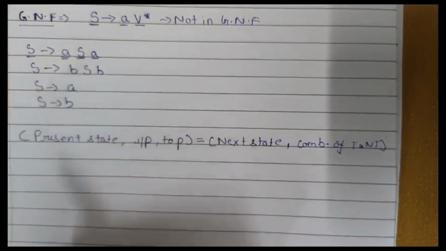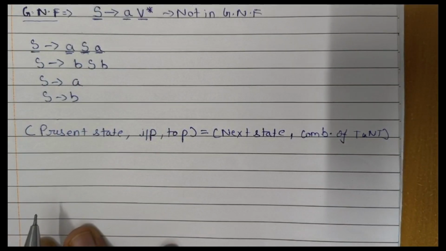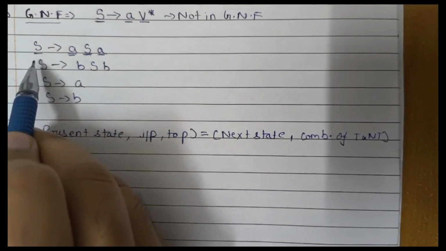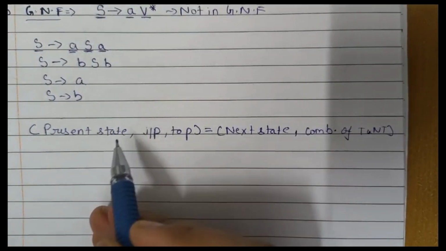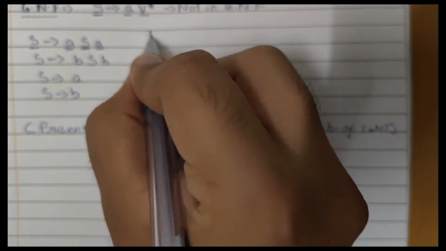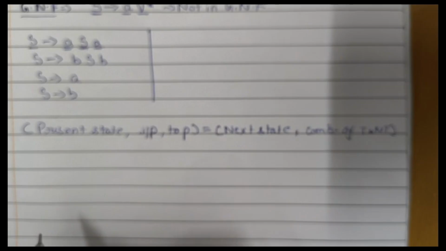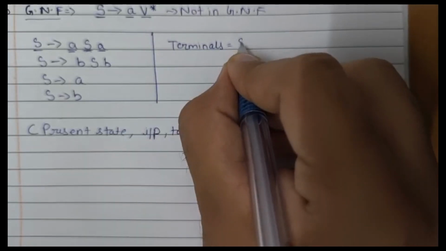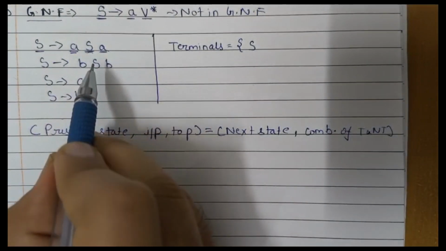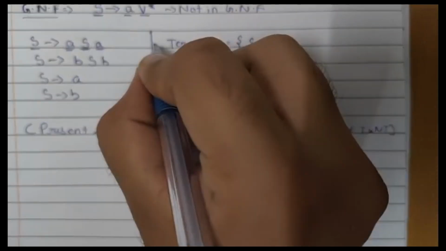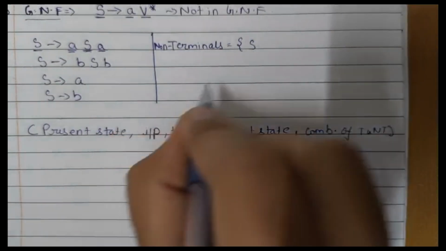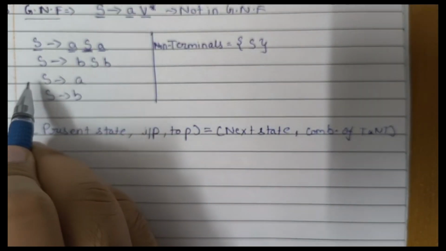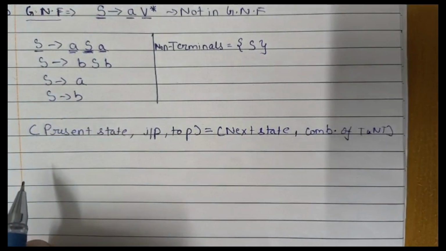So let's consider this example. We are going to write the transition function or the rules for the PDA. We have to write rules for the terminals as well as for the non-terminals. So let us first see what the terminals and non-terminals are. I'm sorry, not the terminals, the non-terminals. Here the non-terminal is only S. Non-terminals are the ones represented by capital letters. So the only non-terminal we have is the capital S.